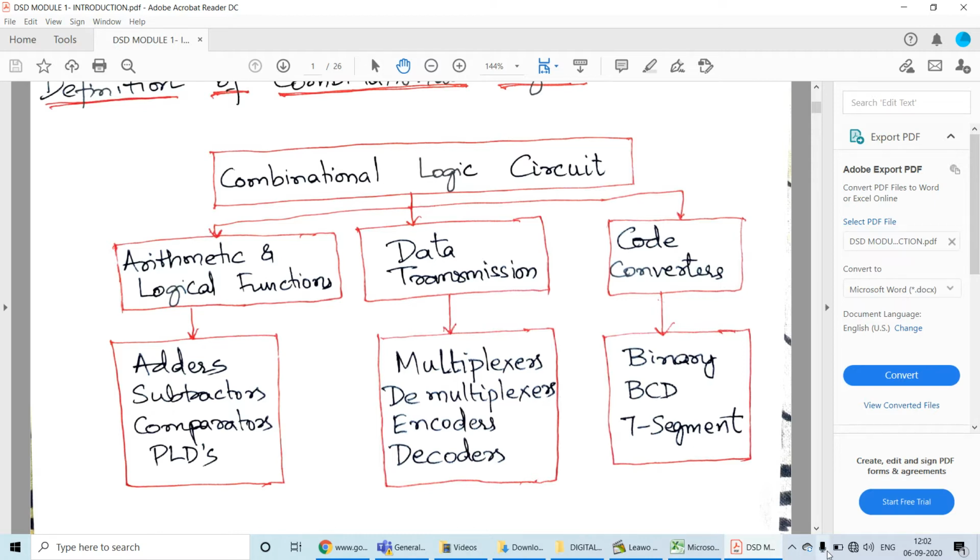Then we see the data transmission devices, which are multiplexers, demultiplexers, encoders, decoders, and so on. At a later stage we learn all these things one by one. We learn how to design adders, subtractors, comparators, and so on. We also learn how to design multiplexers, demultiplexers, encoders, decoders. We also learn how to design code converters like binary to BCD or BCD to binary, and how to design a 7-segment display and so on.